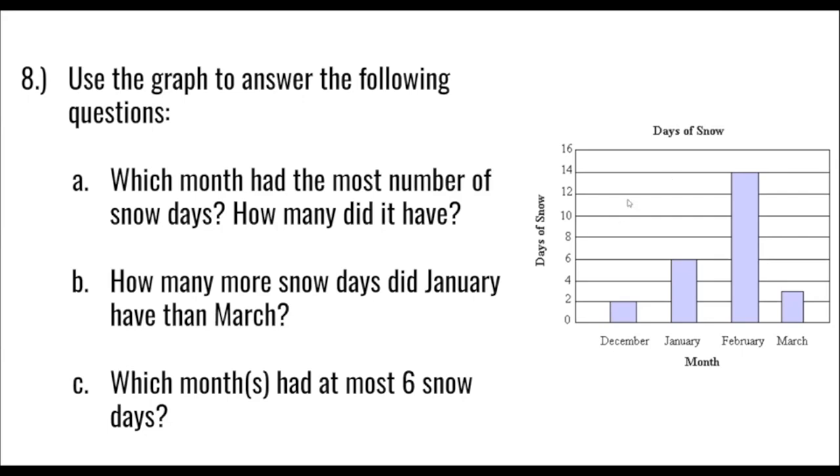So we're given our graph here. We have days of snow, and then we have the months. So December, it looks like we had 2 days of snow. January, looks like we have 6 days of snow. February, looks like 14 days of snow. And March falls right in between the lines for 2 and 4, meaning that there's probably 3 days of snow. So let's go ahead and answer these questions all together by reading our graph.